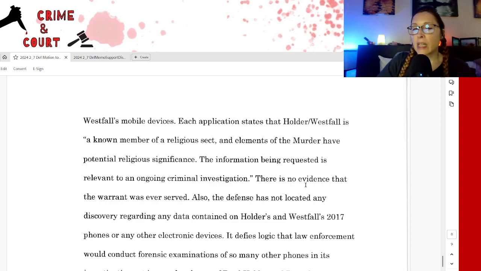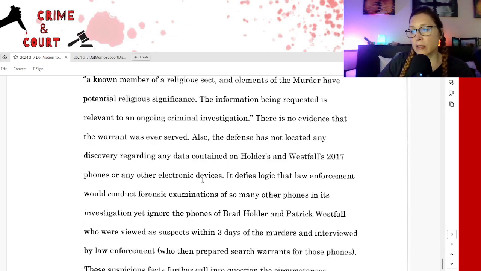So they purposely were trying to seize Holder and Westfall's phones specifically to see if and how they were tied to the crime, because they were a known member of a religious sect. And they already knew, and they specifically say right here, elements of potential religious significance. But yet they deny it. The state denies it, or omits that from all of the discovery that they gave to the defense in the very beginning. And they're just getting it now.